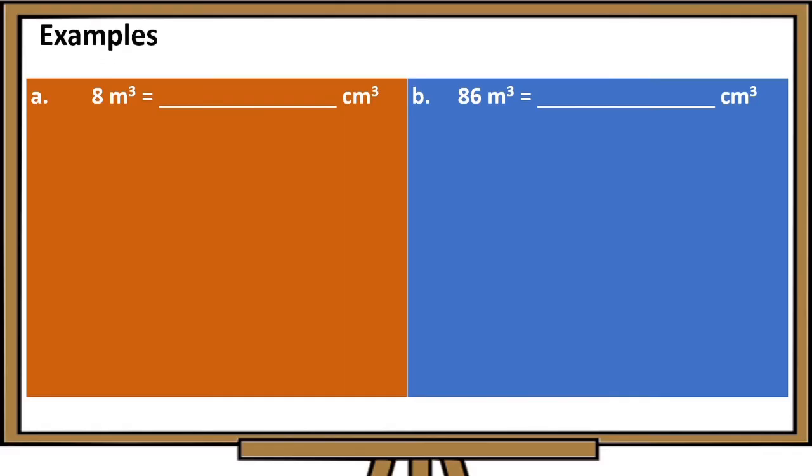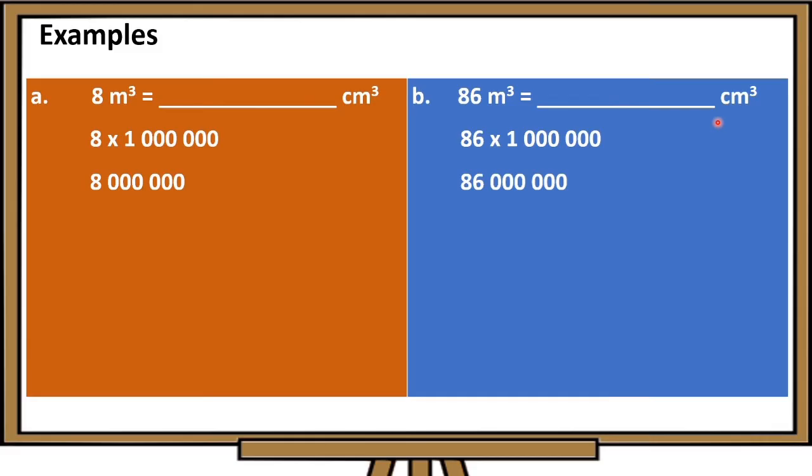Let us have our examples. So for letter A, we have 8 cubic meters is equals to how many cubic centimeters? Let's multiply 8 to 1 million. 8 times 1 million is equals to 8 million. So, the answer is 8 million cubic centimeters. And for letter B, 86 cubic meters is equals to how many cubic centimeters? So, we need to multiply 86 to 1 million. 86 times 1 million is equals to 86 million cubic centimeters.